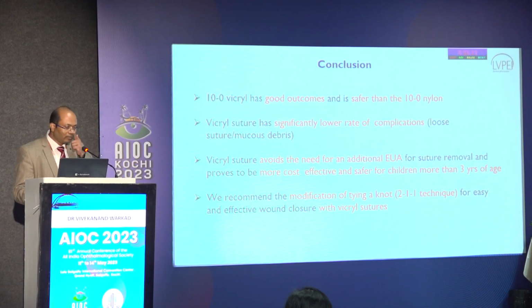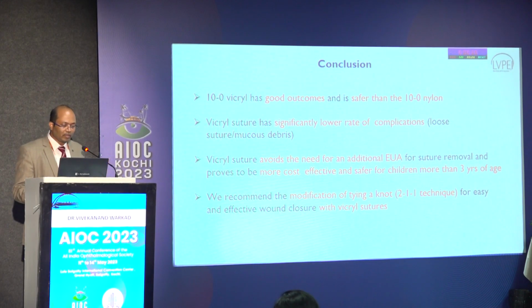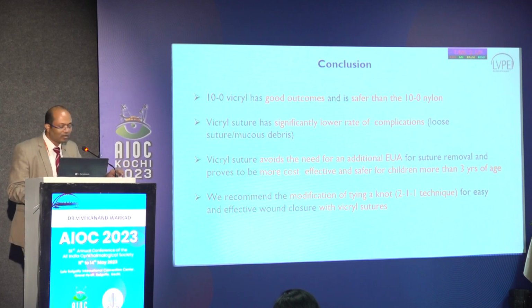So what is the conclusion? Basically, Vicryl gives good outcomes and is safer than nylon, with a significantly lower rate of complications. It avoids the need for an additional EUA, which is very important in our context, for subjecting these children to an extra examination under anesthesia. Probably it could be more cost effective and safer for children more than 3 years. And we recommend the modification of the knot-tying technique with a 2-1-1 throw.